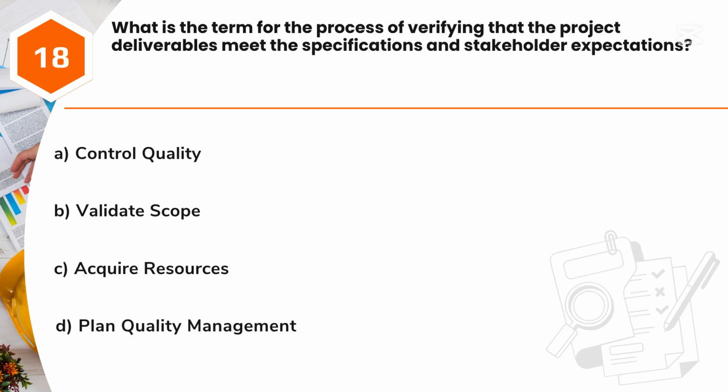Question 18. What is the term for the process of verifying that the project deliverables meet the specifications and stakeholder expectations? A. Control quality. B. Validate scope. C. Acquire resources. D. Plan quality management.